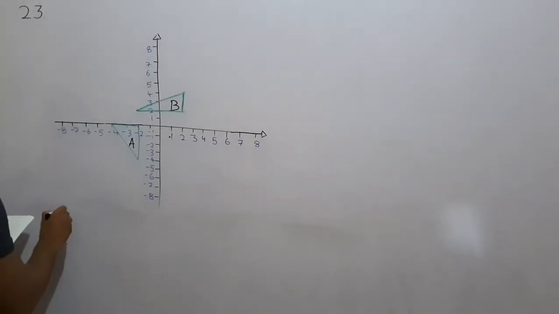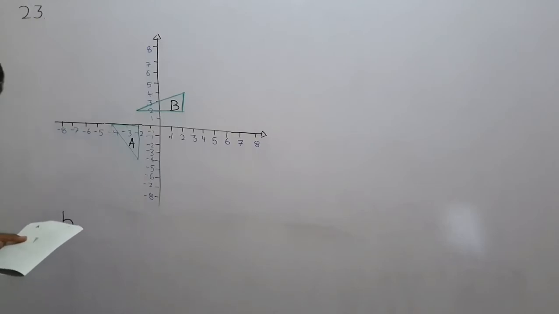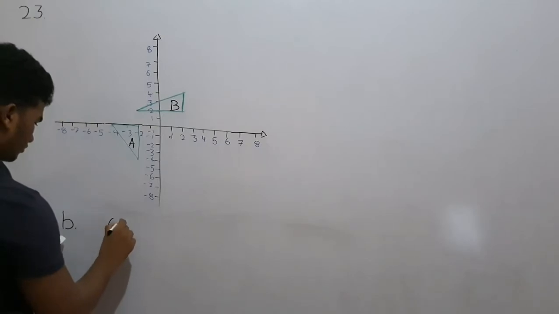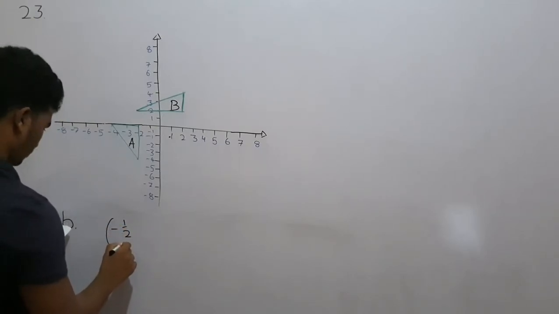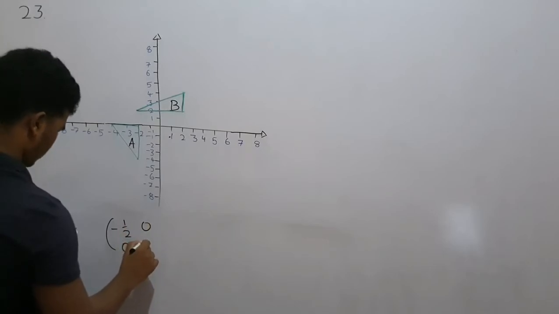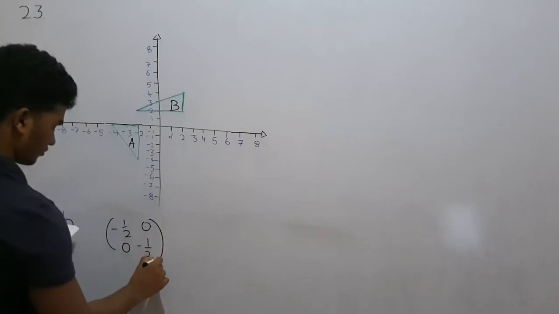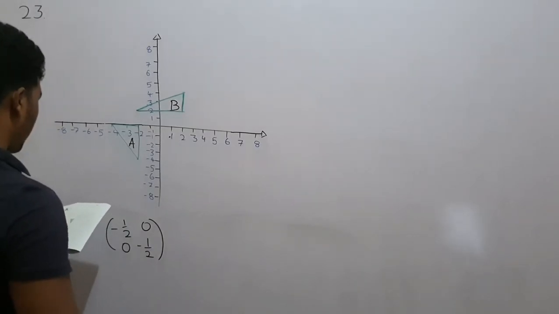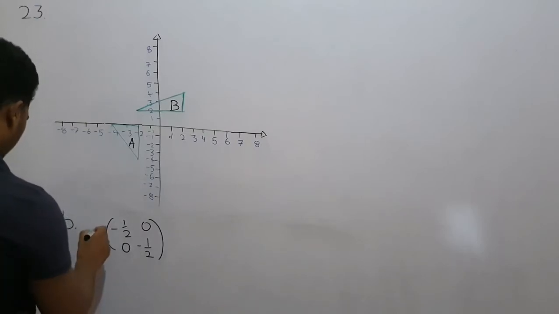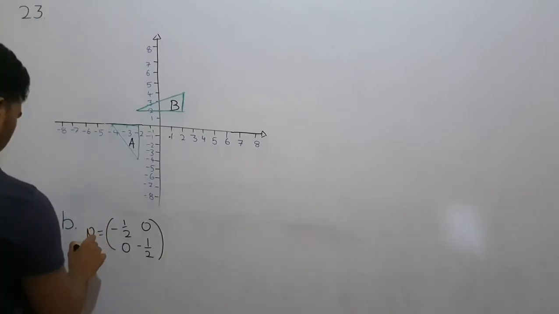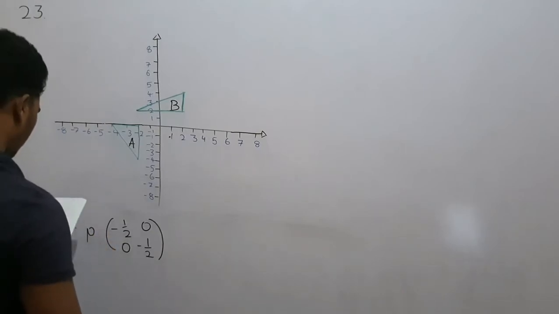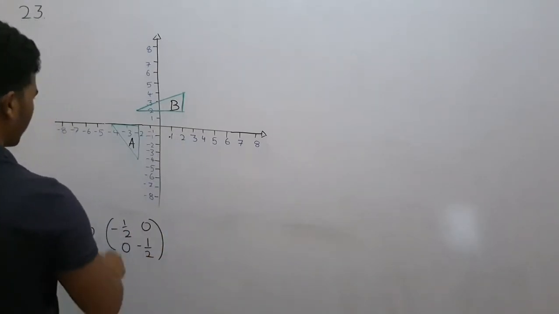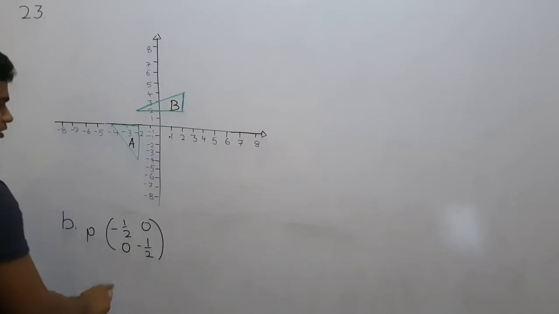Part B. The transformation P is represented by the matrix. P maps triangle A onto C. So we should multiply the triangle A by this matrix and get the C.